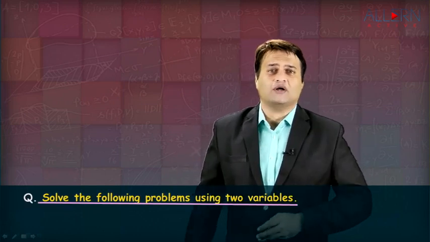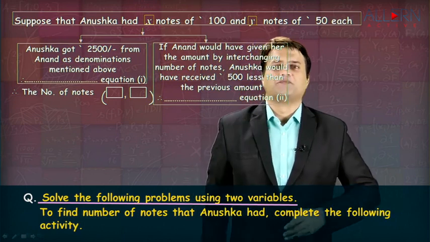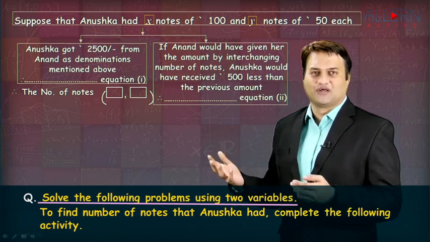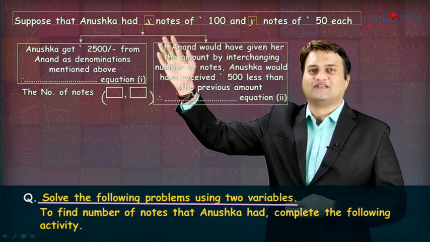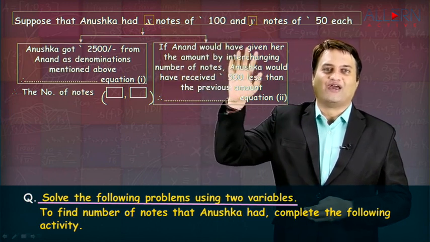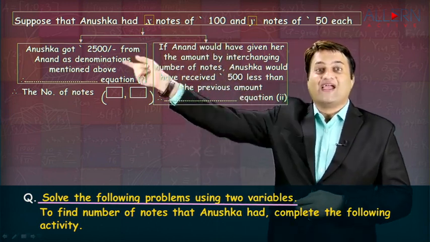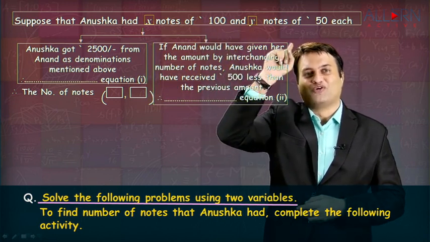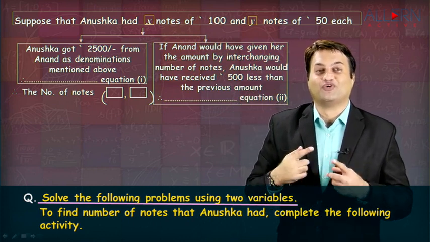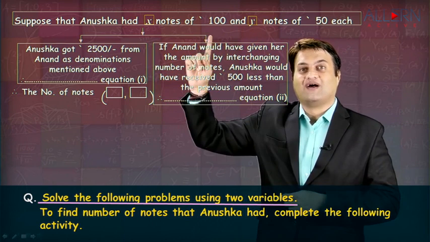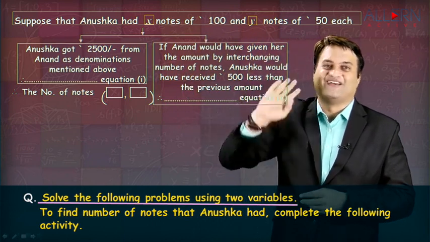Now if this is clear, then the sum is very simple. This is basically an activity based sum. Solve the following problems using 2 variables. To find the number of notes that Anushka had, complete the following activity. So we are supposed to find the number of notes, and as you all can see, it is already given. Suppose that Anushka had x notes of rupees 100 and y notes of rupees 50. So what is the total number of notes? x plus y. And what is the total amount? 100x plus 50y.